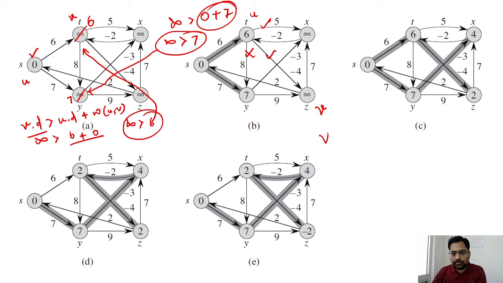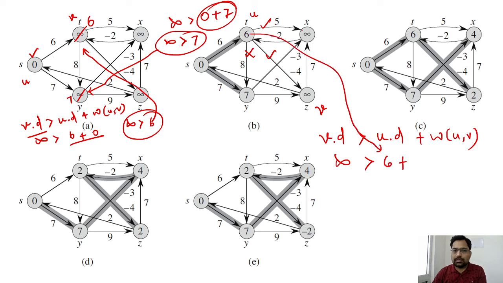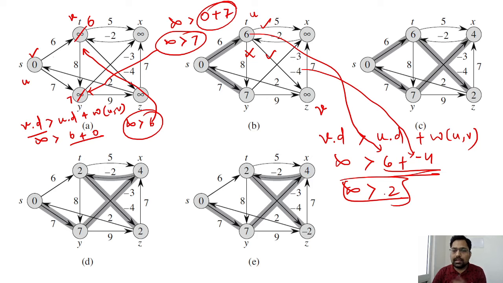V.d, whether it is greater than U.d plus w(U, V) or not. In this case, infinity is greater than 6 plus this, which is minus 4. So in this case, we must say infinity is greater than 2. Whether it is correct or not, we know it's correct. If it is, then we should update this value there. We'll cut this value and update it as 2. Clear?